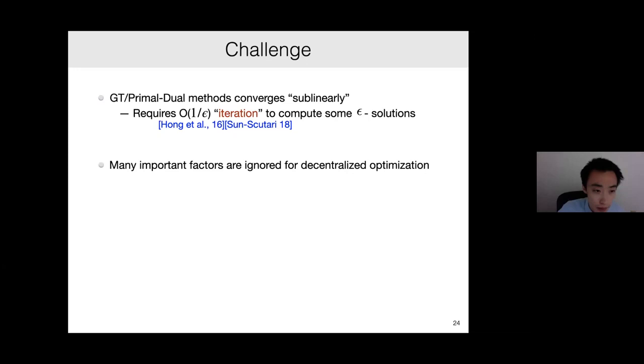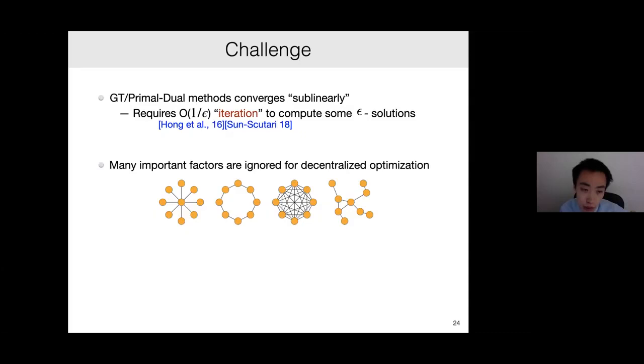And another point is that many important factors are ignored for decentralized optimization. For example, when we do multi-agent optimization or decentralized optimization, the network is very important: how these agents are connected to each other. For example, they could be a line graph, a fully connected network, or any random network. But in this 1/epsilon rate, all these important factors are hidden. So how those algorithms scale with the network is unknown.